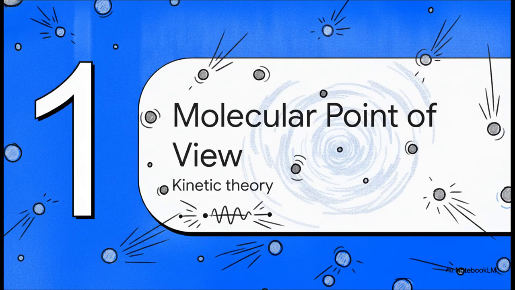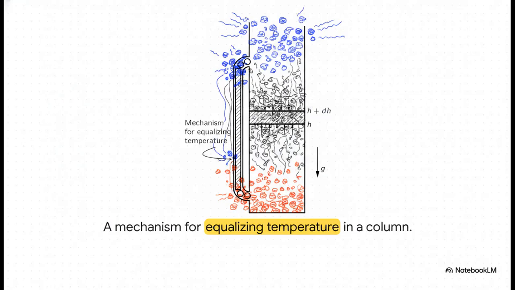Well, that brings us to our first section, the molecular point of view, focusing on kinetic theory. Kinetic theory asserts this brilliantly simple idea that the gross, visible properties of matter we interact with can be explained entirely through the invisible collisions of its countless tiny parts.